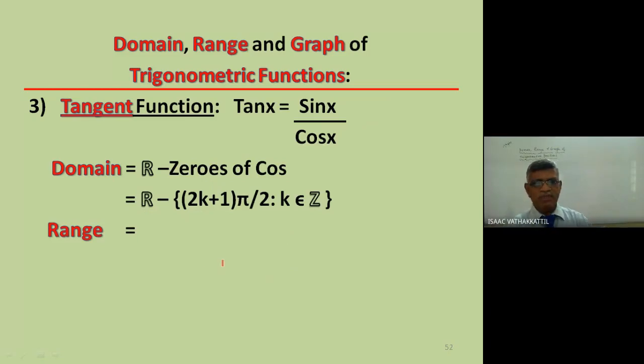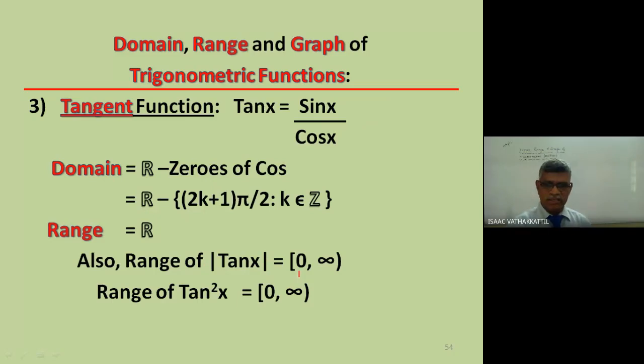Can some of you tell me the range of tan function? The range of tan function will be the set of all real numbers. Tan theta can be any real number. Tan x can be any real number from minus infinity to infinity. There is no restriction. If we take mod tan x, it can be 0 to infinity. Whereas tan squared x also can be from 0 to infinity.